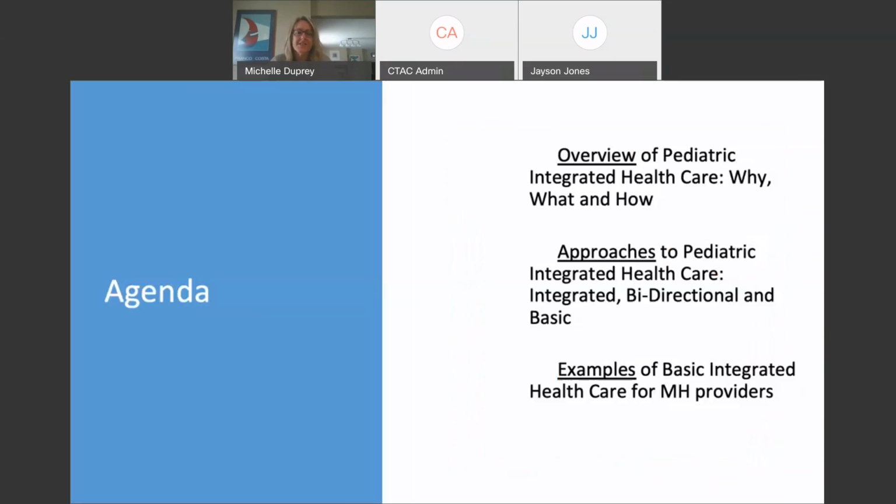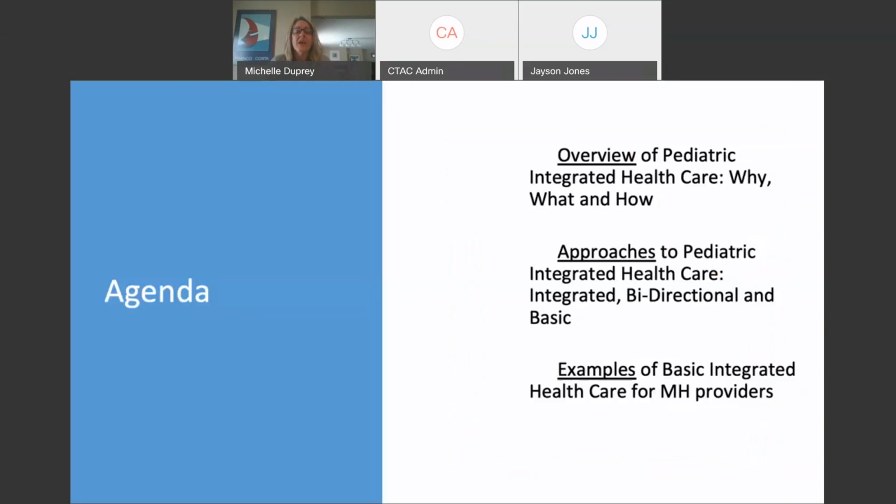So our agenda today, just to give you an idea of the overview and the flow, we're going to do an overview of pediatric integrated healthcare, the why, the what, and the how. We're going to talk a little bit about approaches to pediatric integrated healthcare, and that is these three general options: integrated, bidirectional, and what I've called basic. Basic is still fantastic. It's getting your toe wet in the water.